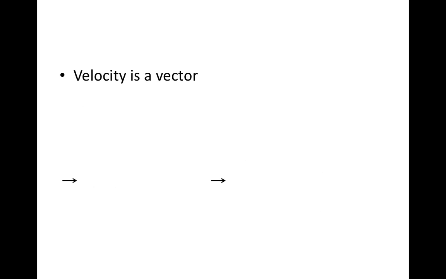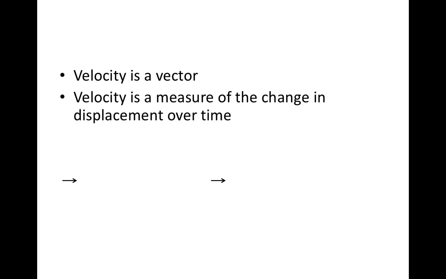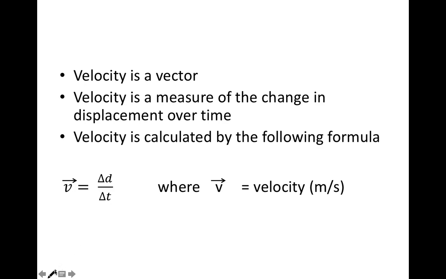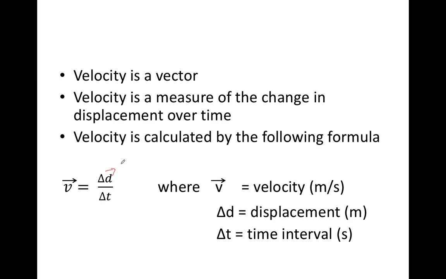Velocity, on the other hand, is a vector. Velocity is a measure of the change in displacement over time. Velocity is calculated by the following formula. The symbol is also a V but has an arrow above it, and it's equal to delta d. Notice the delta symbol in front of d, which indicates that it is a change in position, and this should have a little arrow above it to indicate that it is a vector as well. So displacement is also a vector. So delta d equals displacement measured in meters, and delta t equals time in seconds.